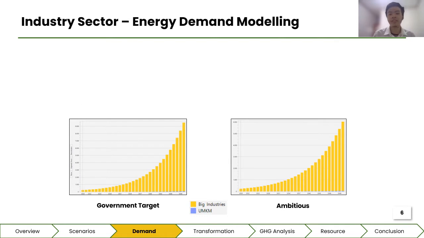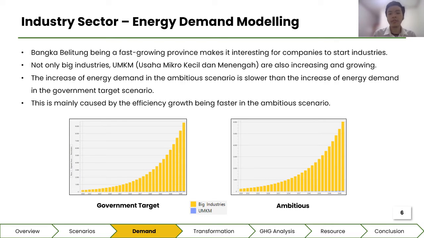So now, how about the industry sector? As you can see, Bangka Belitung being a fast-growing province makes it interesting for companies to start industries. Not only big industries, UMKM or usaha mikro kecil dan menengah are also increasing and growing. The increase of energy demand in the ambitious scenario is slower than the increase of energy demand in the government target scenario. And this is mainly caused by efficiency growth being faster in the ambitious scenario, similar to the household sector. And as you can see, the industry sector grows really rapidly.